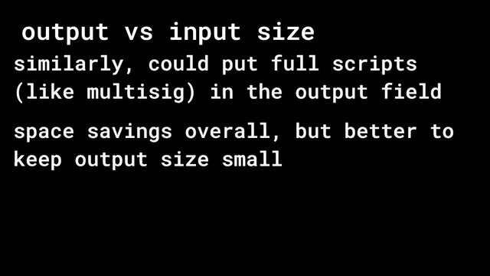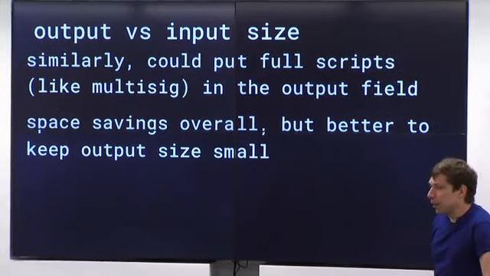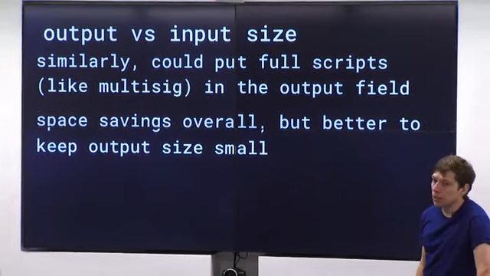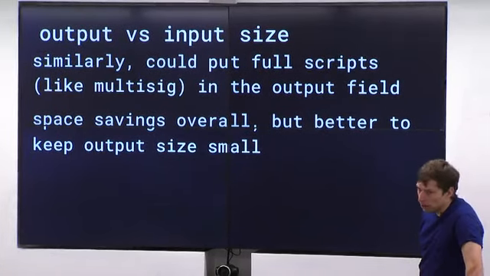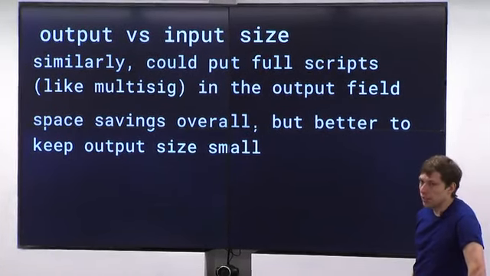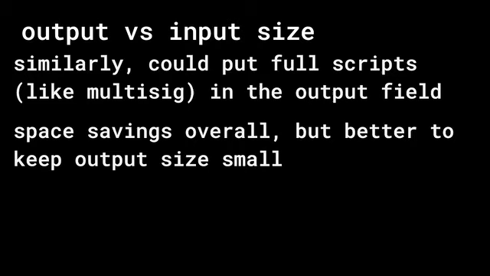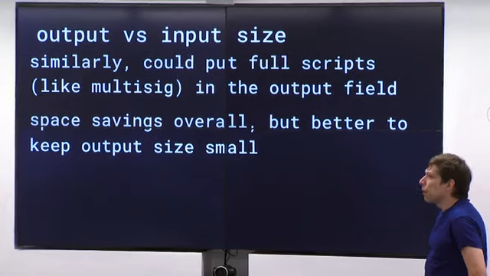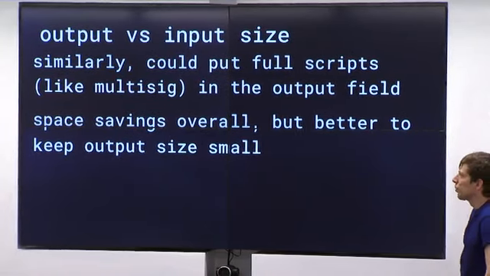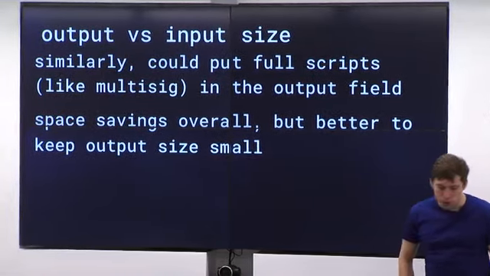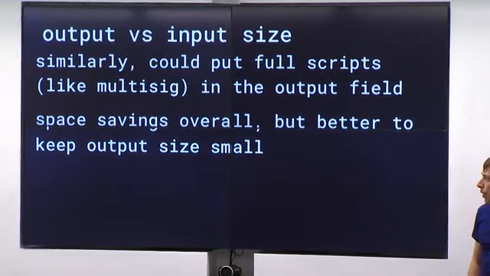Similarly, the same thing with pay-to-pub-key-hash versus pay-to-pub-key. Instead of pay-to-script-hash, you could put the whole script in an output, like a multisig. You could just have all 3 of your keys in your output script, and that would save space overall. Your output is 20 bytes, and then you reveal your whole 100-byte script, so you save those 20 bytes. It is some space savings overall, but it's better to keep the output size small.